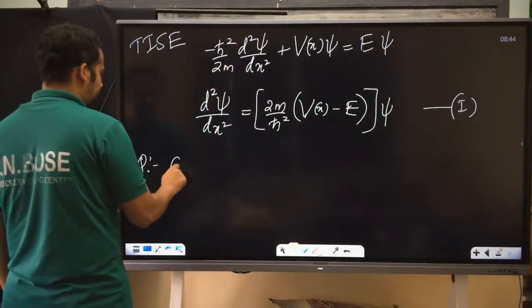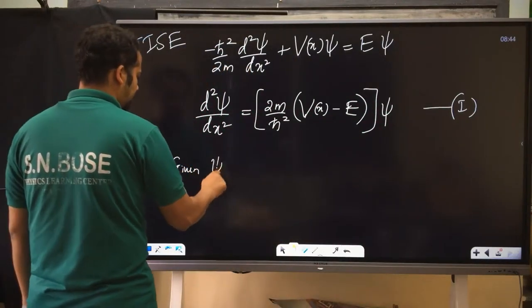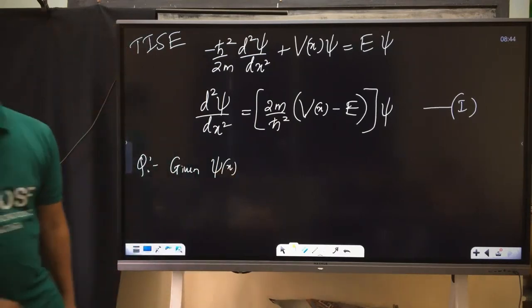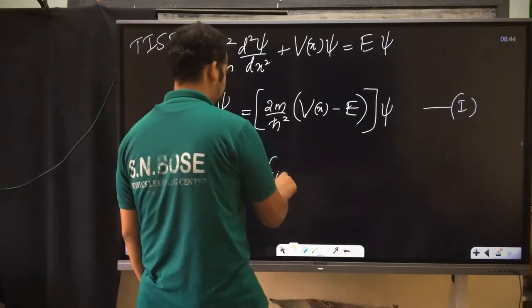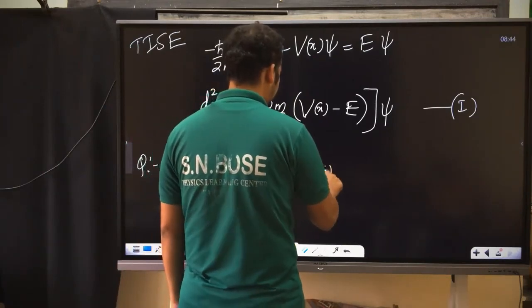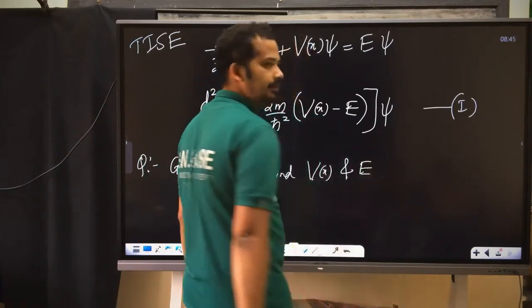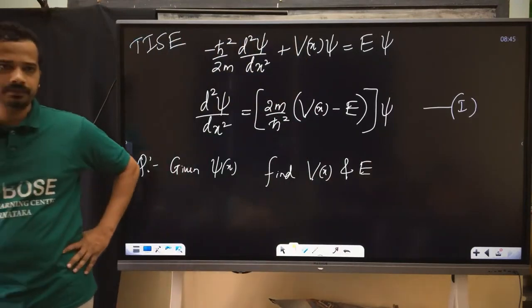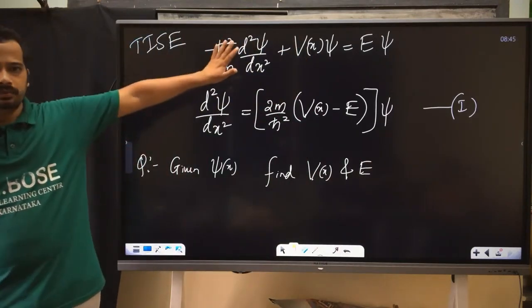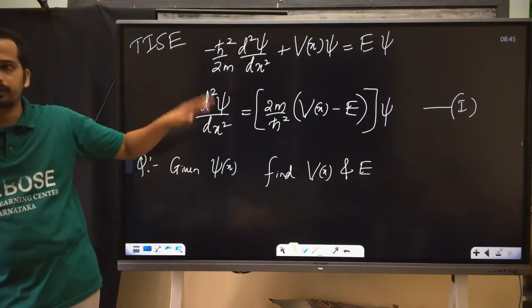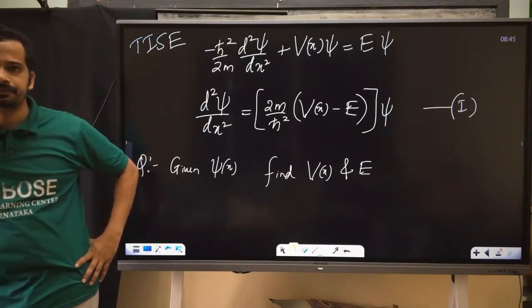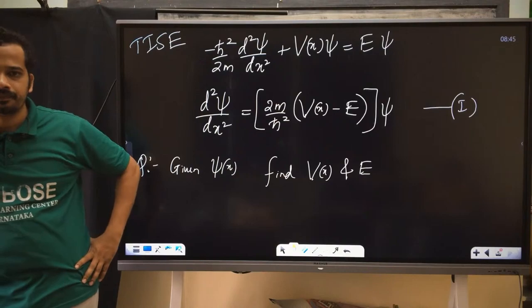Given psi of x, they'll give psi of x. Find V of x and E. They will give the wave function, and they will say that it's a solution of the time independent Schrodinger equation. Find V of x and E. Then what would you do?